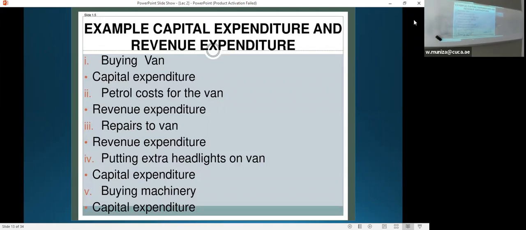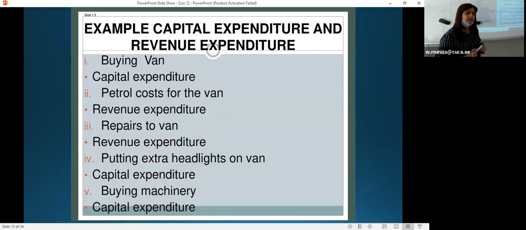This slide we are going to do before a break. Now, students, examples of the capital and revenue expenditures they have given. Buying a van is a capital expenditure. It is the purchase of a non-current asset. Petrol costs for the van are routine in nature. We are not improving the non-current asset by having petrol in it. It is just maintaining the position of a non-current asset. It is a routine nature expense, so it is a revenue expenditure. Van will go to the SOFP. Petrol cost will be going to the SOPL as an expense.